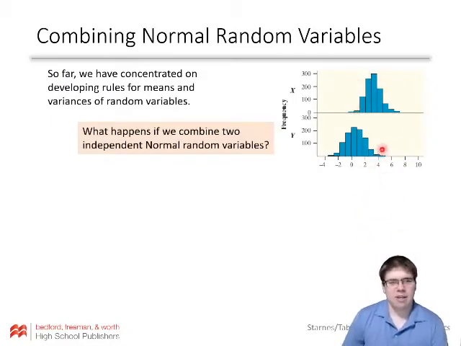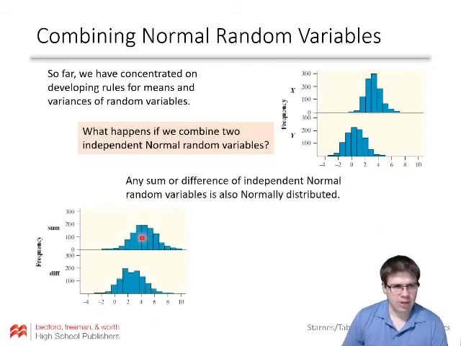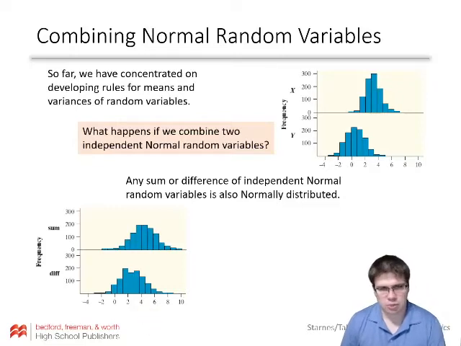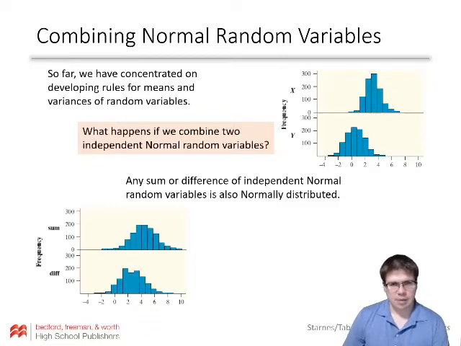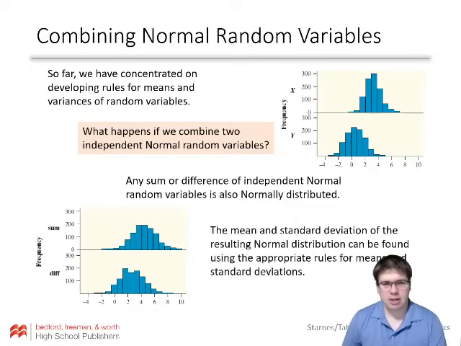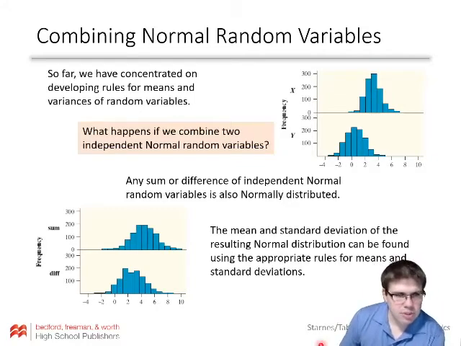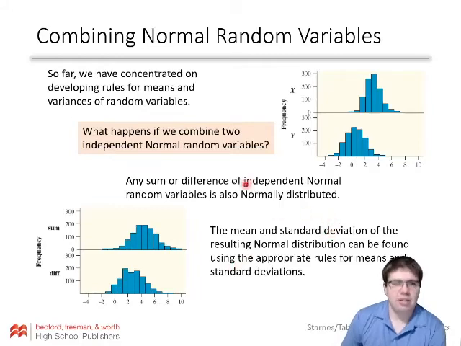If both distributions are normal, we're not going to do all shapes, but if both distributions are normal and we do the sum or difference of these two, we end up with a normal distribution. Or if they're approximately normal, we'll end up with an approximately normal distribution. So it stays the same. The mean and standard deviation of the resulting normal distribution can be found using those other rules, but the shape of two normal distributions going together will be normal.